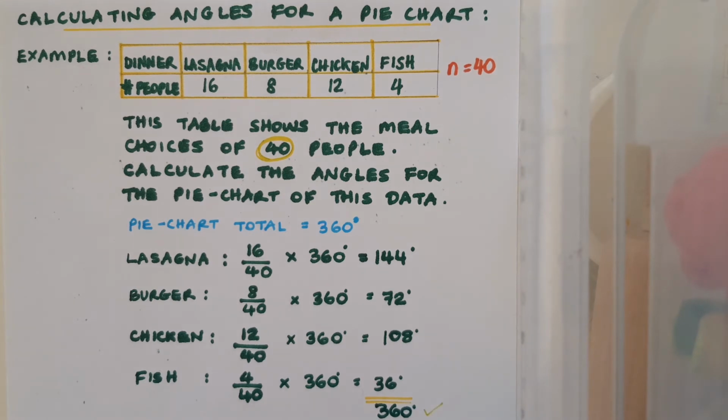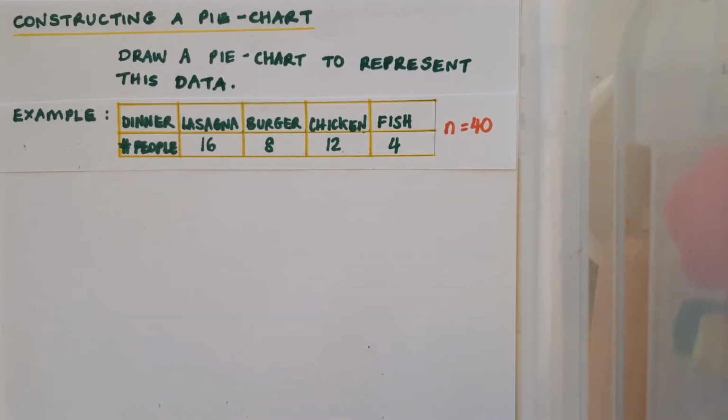So I know that I'm correct. So we're going to use the same table again, but this time we're going to look at how to construct the pie chart to go with it. And the question says, draw a pie chart to represent this data.